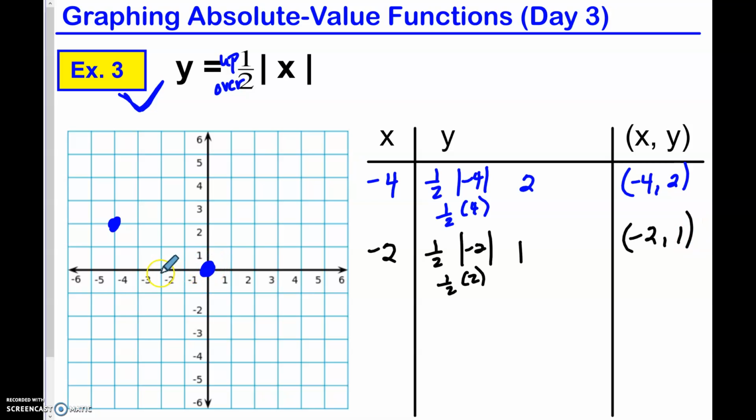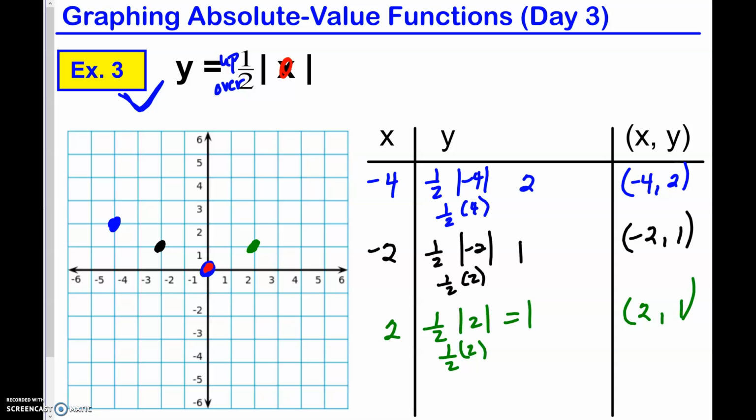So -2, up 1. All right, let's put a 0 in here. So if we put a 0 in here, 1/2 times 0, anything times 0 is 0. So we're going to have that ordered pair 0, 0. Okay, now I'm going to pick the positive number 2. So I have 1/2, and now the absolute value of 2 is 2. So 1/2 of 2 is a positive 1. So I have that ordered pair 2, 1. So over 2, up 1.